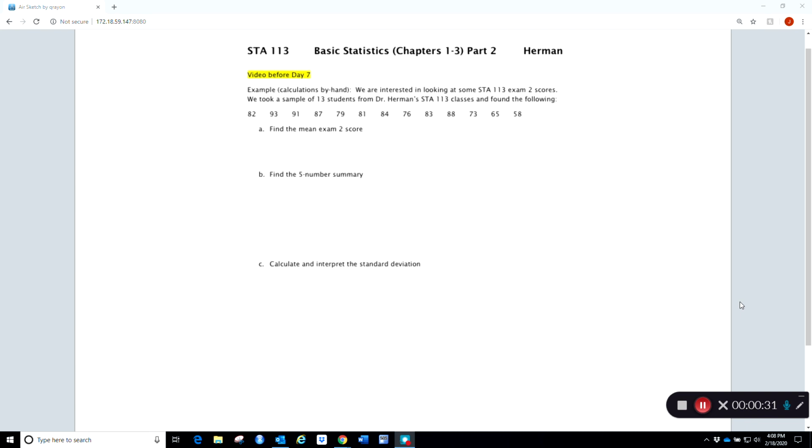To find our mean here, it's just a sample, so it's going to be our sample mean of y bar. I'm just going to add up all of the different numbers, so the 82 plus the 93 plus the 91, and do that for all 13 numbers all the way where I get my 65 and that 58 included. And then we're going to divide that by 13. When we do that, we get that the mean Exam 2 score was an 80.